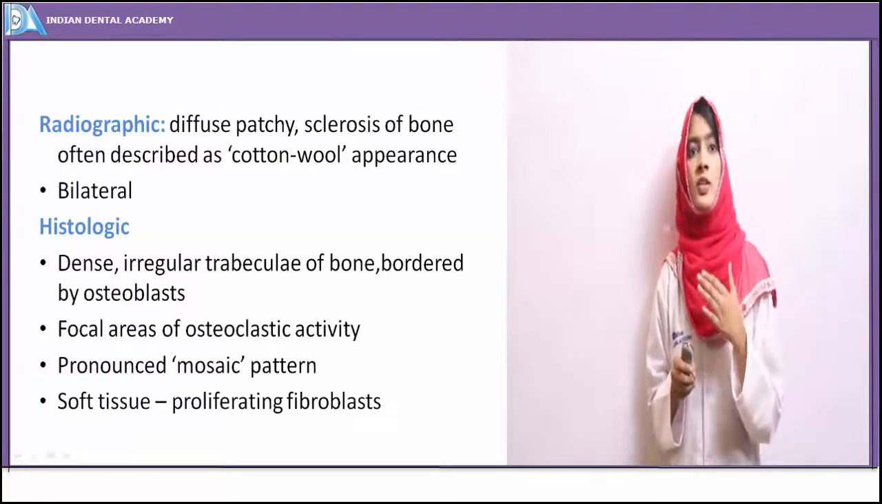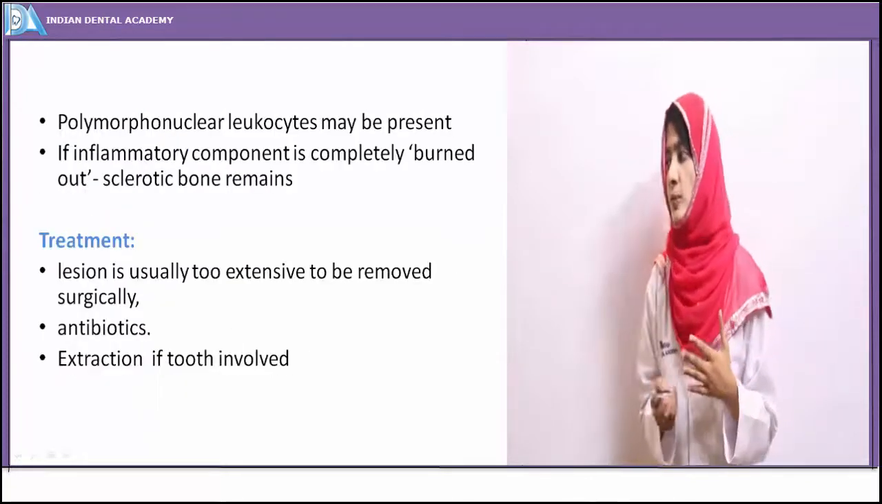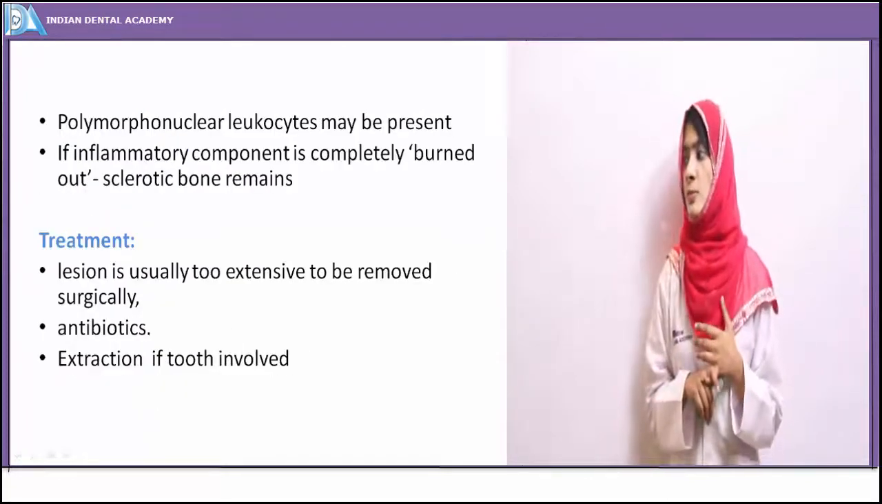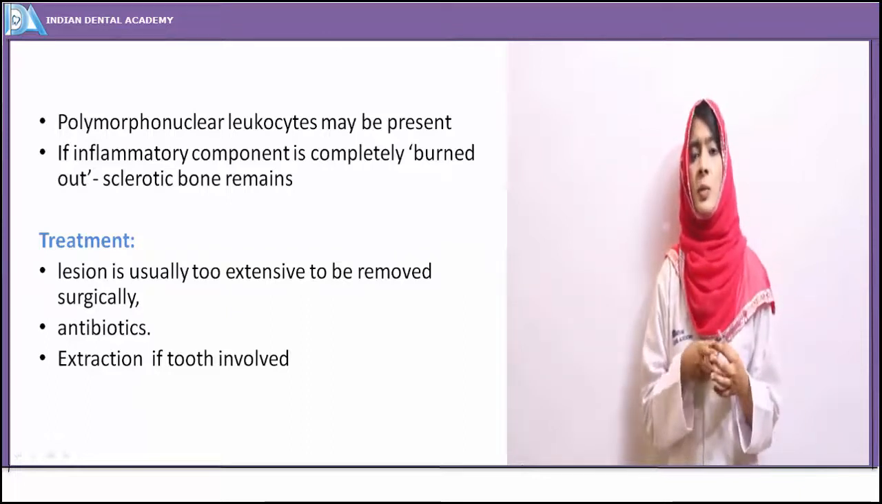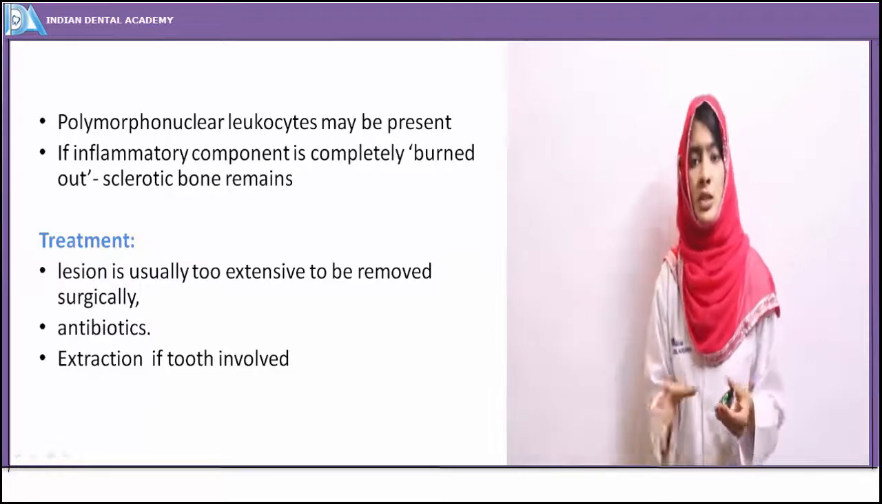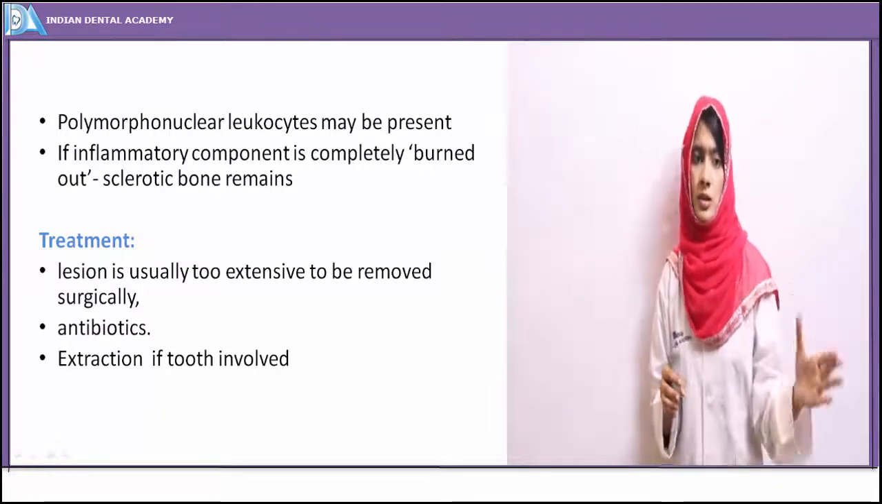And the soft tissue, when you see, essentially shows the appearance of fibroblasts. And polymorphonuclear leukocytes predominate. If the inflammatory component is very severe, sometimes the bone just tends to deviate from the normal bone.